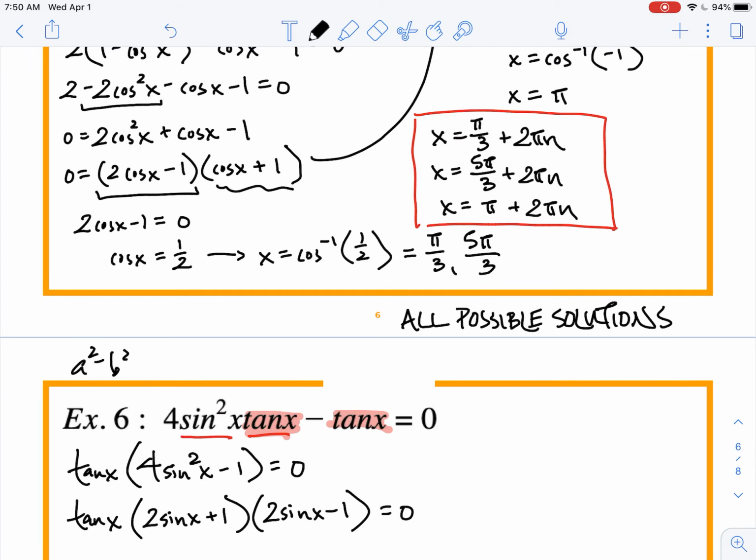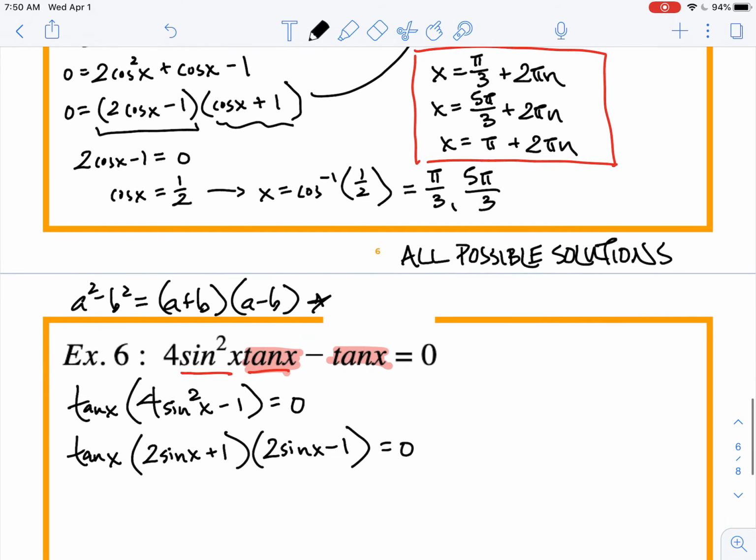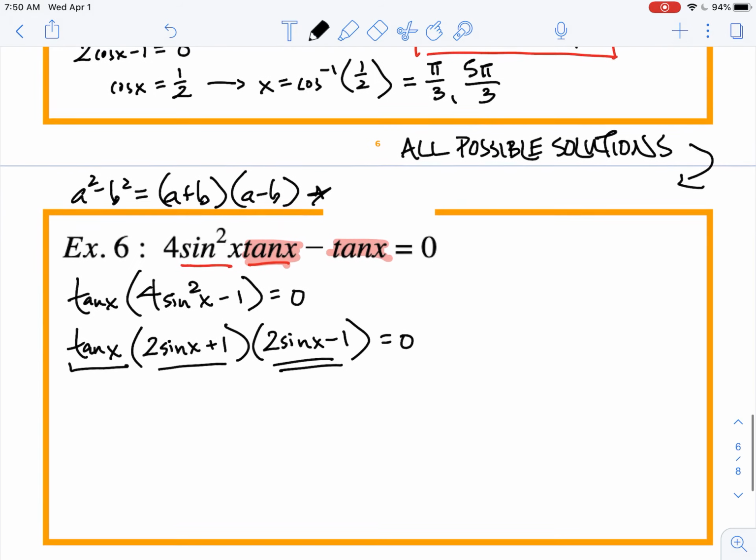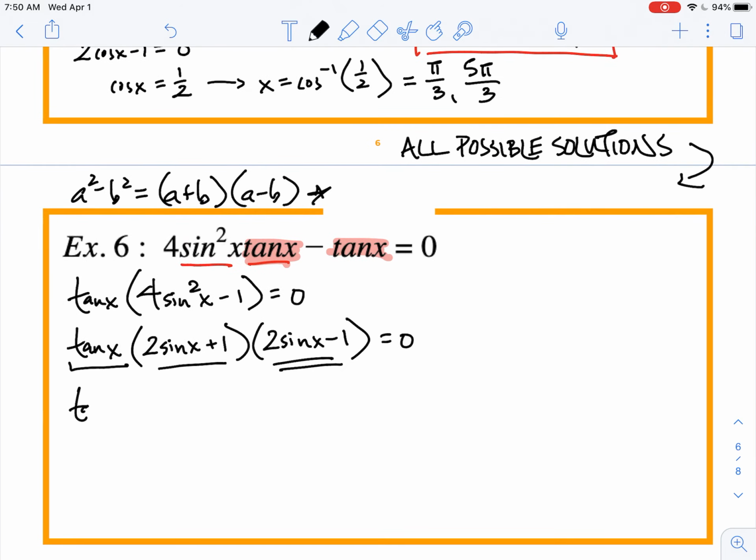And we saw in an earlier video, this pattern of a squared minus b squared factors to a plus b times a minus b. And that's a good one to look for. It's really helpful when we're factoring. Okay, now in this case, I have 1, 2, 3 terms that I need to set equal to 0. And let's say that we're looking again for all possible solutions. So I'm going to set each one equal to 0.